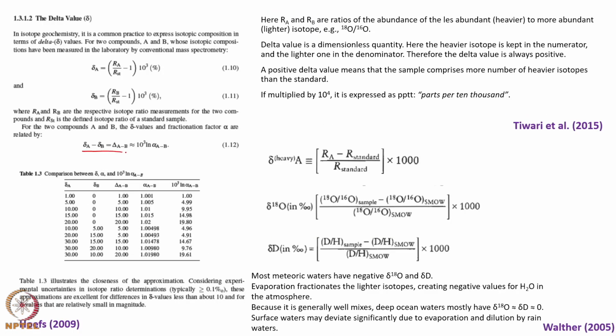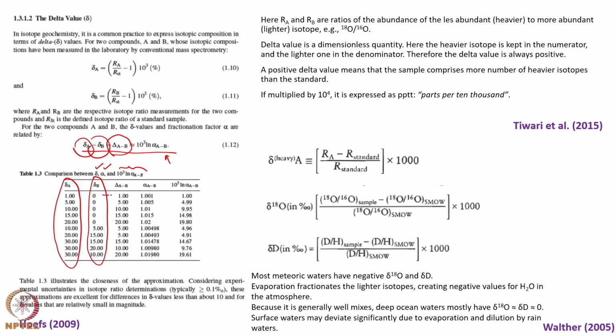Let us take this reaction and find out how far this relationship is true. Consider the delta A and delta B values, and the alpha value, 10 cube log of alpha A dash B. I take the delta A value such as this, and the delta B value like this. Now, delta A dash B is equal to delta A minus delta B.